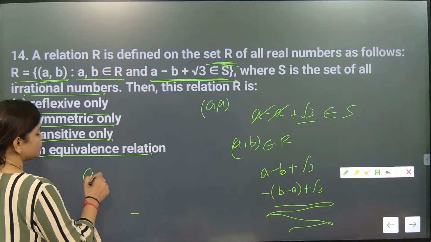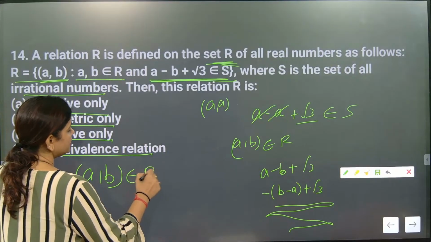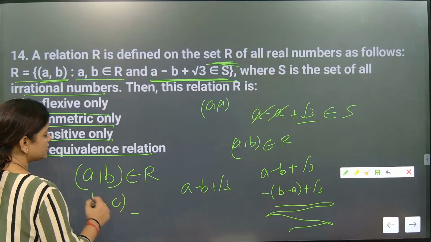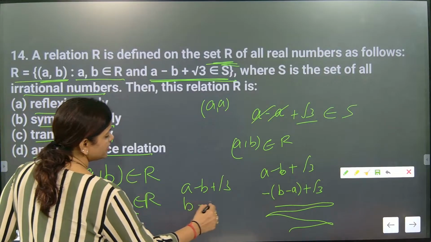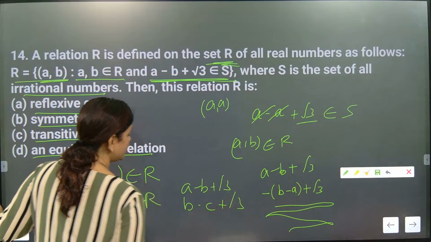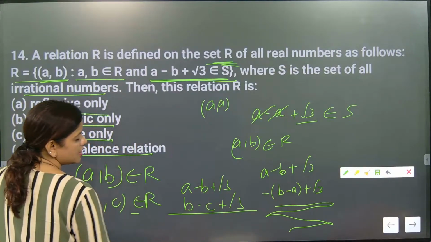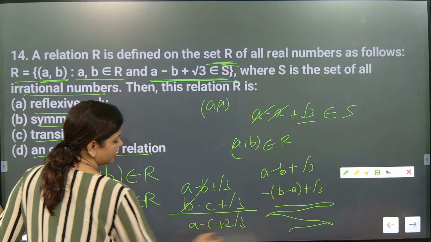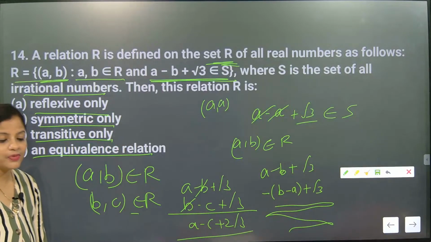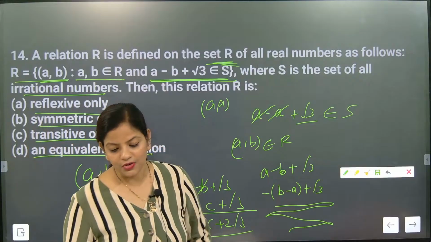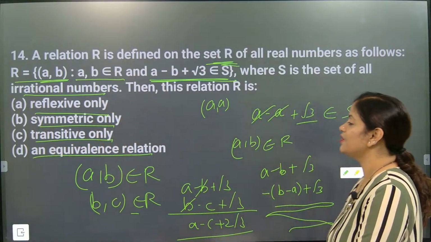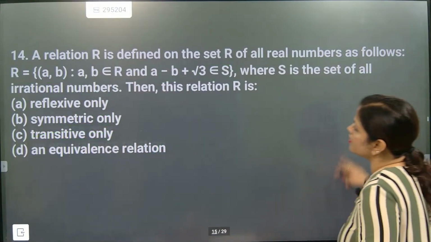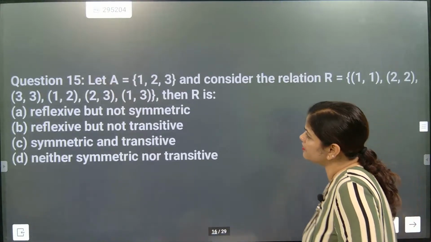Like A comma B belongs to R, that means A minus B plus root 3. Now B comma C belongs to R, that is B minus C plus root 3. Understood? If you add or subtract, this will cancel. So A minus C plus 2 root 3 is again a real number only. So 100% the story will go like this. Now you understood, Shivaranjani. So this is exactly going to be an equivalence relation. Understood. We will keep analyzing one question and then solve, because final exams are very near.